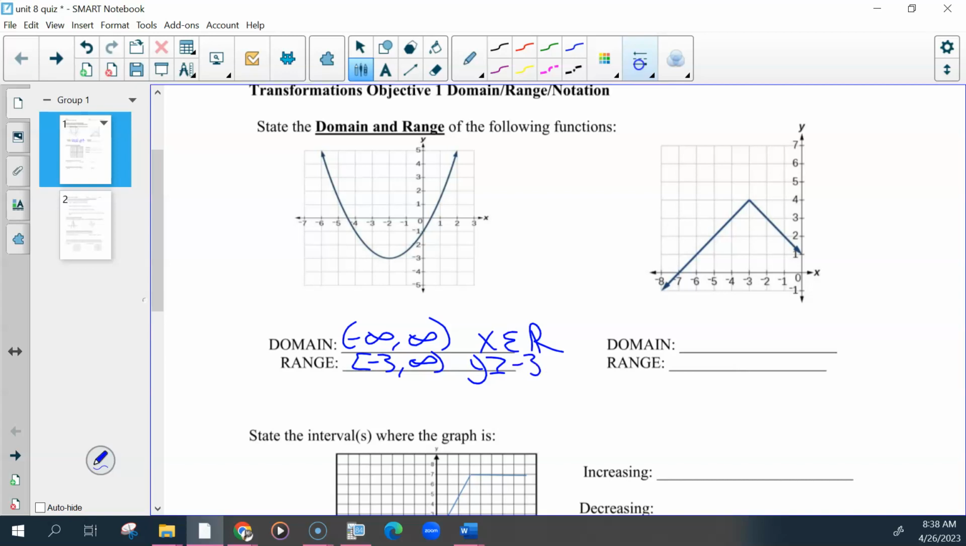Questions on that one before we continue? That's the lowest point. And that's a bracket? Yeah, because it doesn't have an open circle, so it's assumed to be closed.